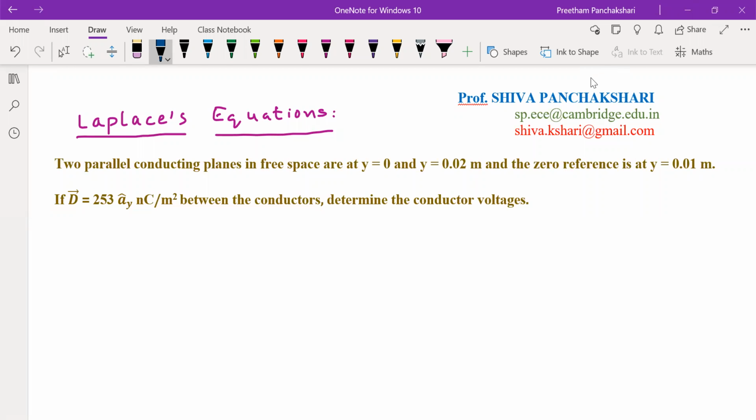Here I am discussing the second numerical problem on Laplace equation. This problem is in Cartesian coordinate system because the vector D has a y component. Let us see what is given in the problem. Solution.